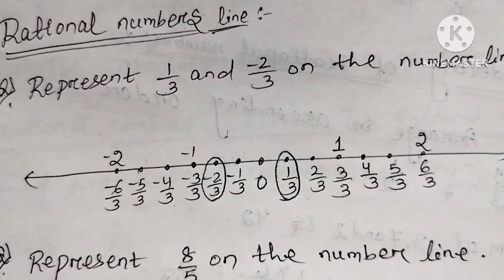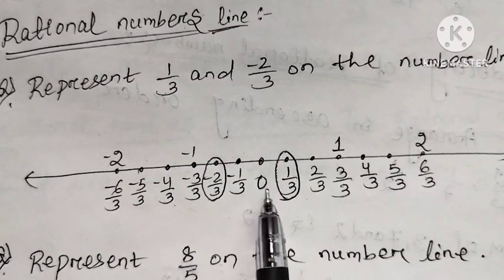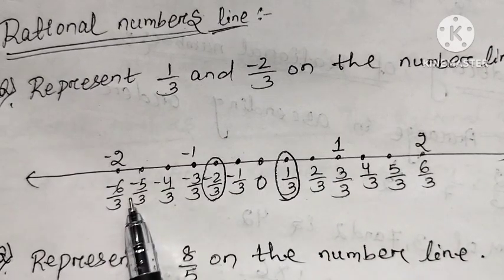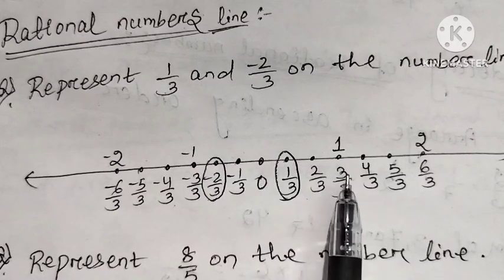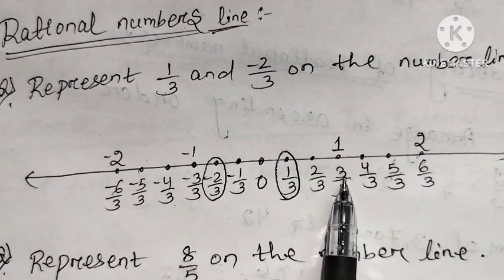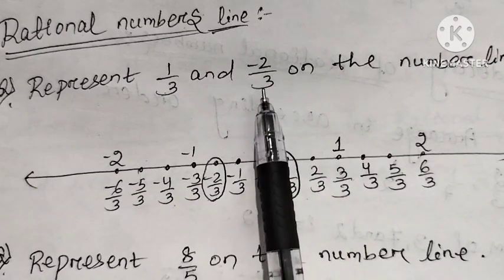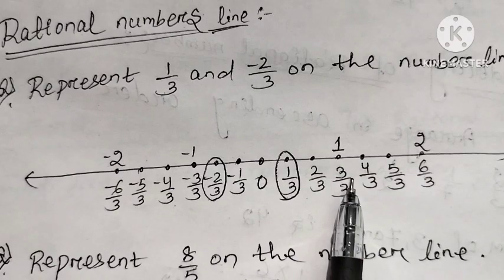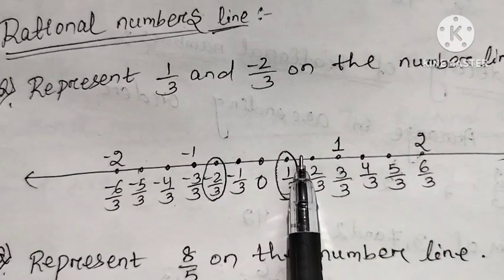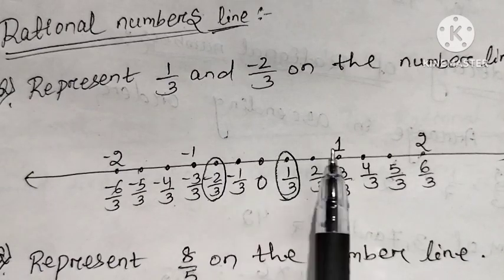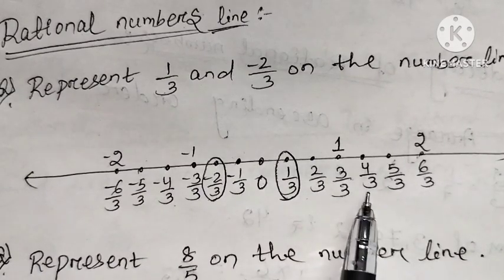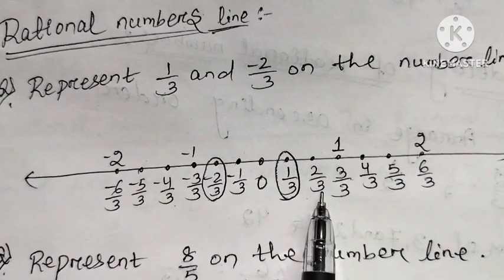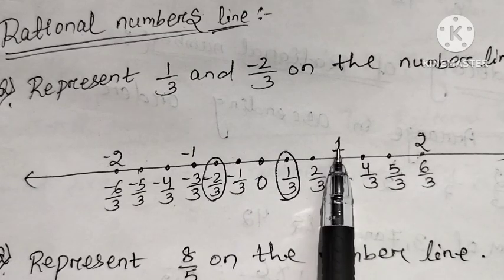See, 0. On the right hand side of 0 everything is positive. What is on the left hand side of 0? Negative. Then in 0 to 1, how many parts? 3 parts, because the denominator is 3: first part, second part and third part. In the first part it is 1/3, in the second part it is 2/3, and in the third it is 3/3, which is equal to 1.